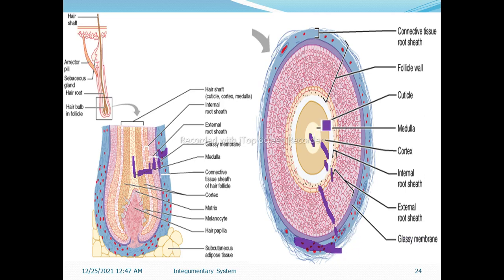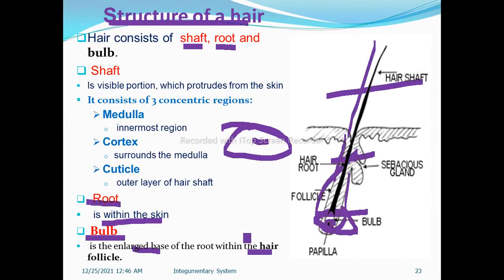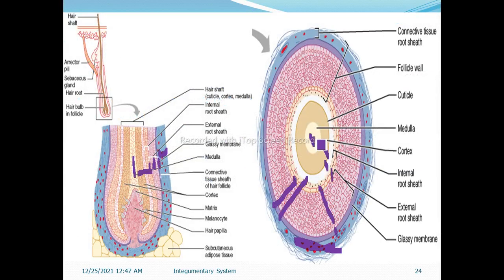These are the concentric regions of the hair, and from this layer up to this layer is known as the follicle wall. This is the wall of the follicle. And these 3 are the concentric regions of the hair.